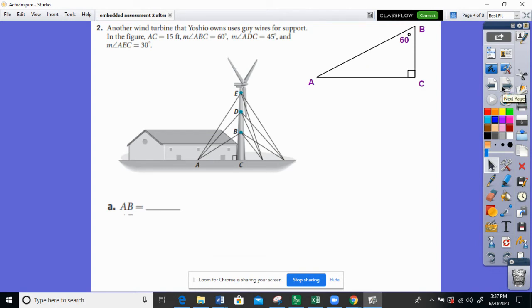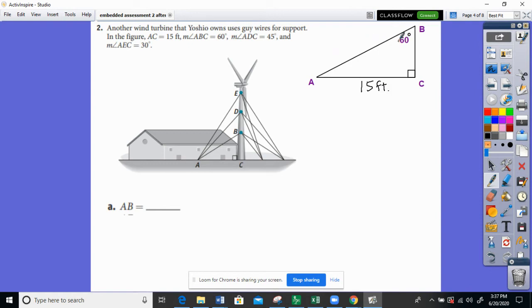So in number 2, we have another picture. We've got some different right triangles that we're going to use to solve this problem. Part A is asking us to find the length of segment AB. So we're going to use right triangle ABC, and they tell us that segment AC is 15 feet.